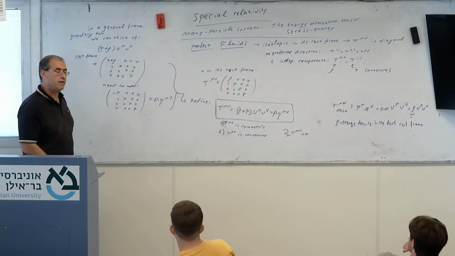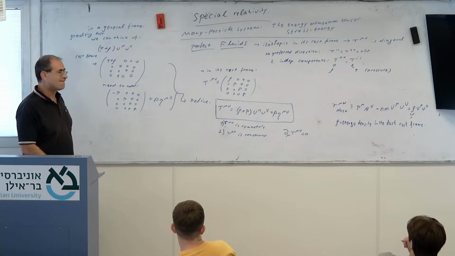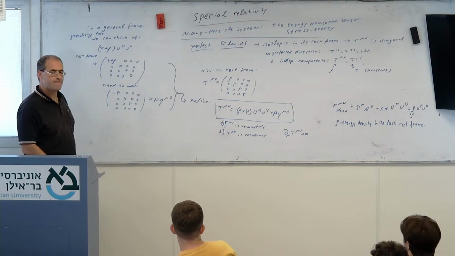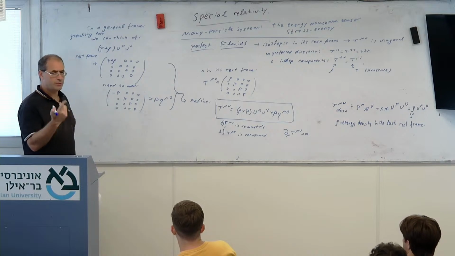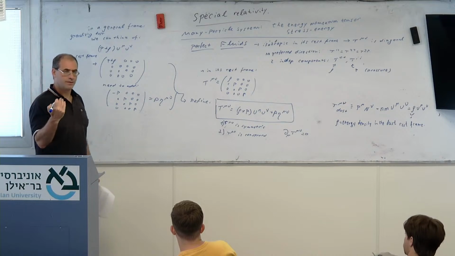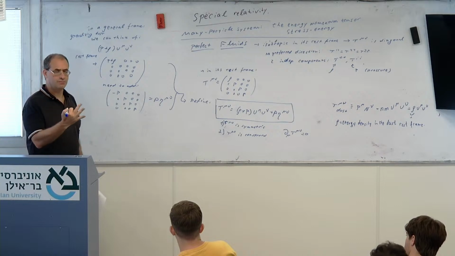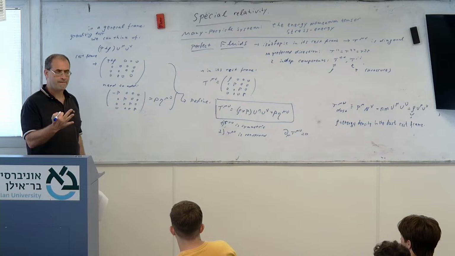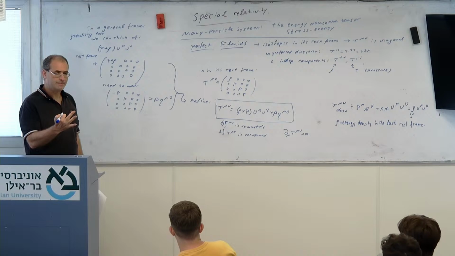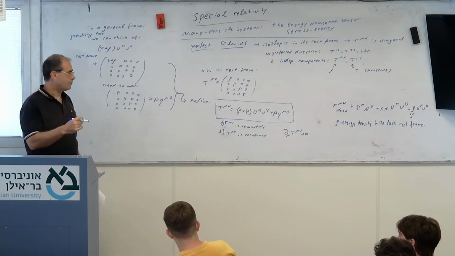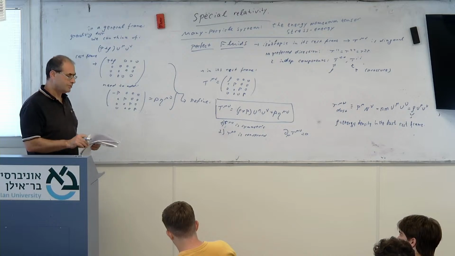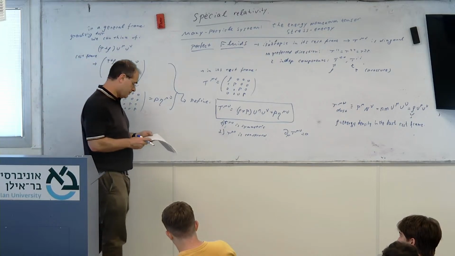How many equations are in here? There are 4 equations. One is conservation of energy, and 3 are conservation of momentum, which are Euler's equations. Did you see Euler's equations in any of your courses? Euler's equations for conservation of momentum. Euler did a lot of things.